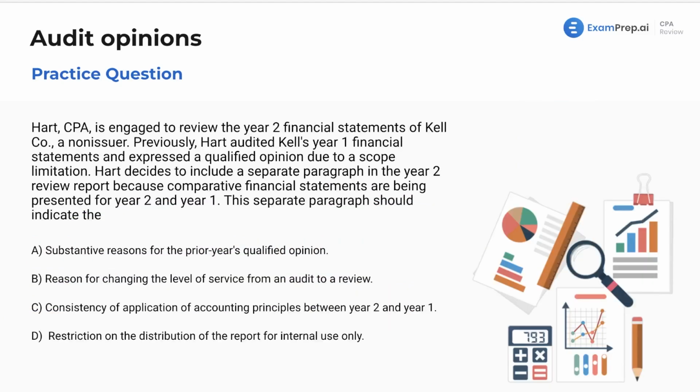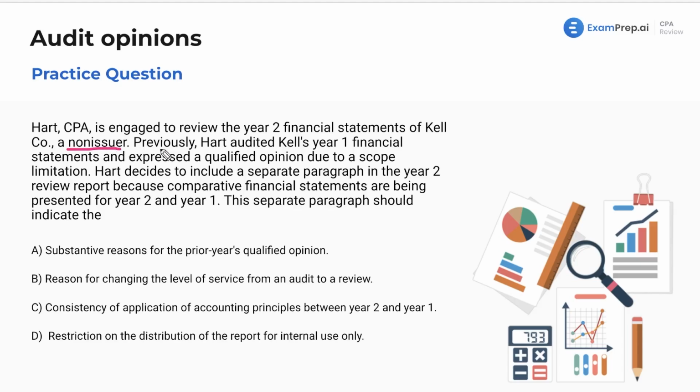All right, here we go. Hart CPA is engaged to review the year two financial statements of Kell Company, who was a non-issuer. So whenever there's issuer or non-issuer, I may not have made a note of this in the previous ones, but always think ding ding ding. There are slightly different rules between them. Some significant rules. Not particularly going to be the most important thing here, but always important to just make note.